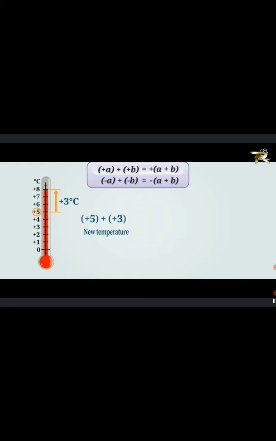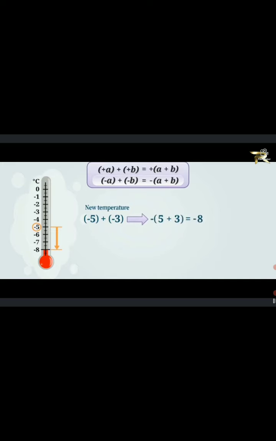While adding two positive integers, we add them without sign and later the plus sign is included in the result 8. That is, it is expressed as plus 8. Similarly, if the temperature is minus 5 degrees centigrade and there is a change of minus 3 degrees centigrade in the temperature, then the new temperature can be found by finding the value of minus 5 plus minus 3. Here, we are adding two negative integers having the same sign. Therefore, in this case also, we will add them without a sign. Later, the minus sign is included in the result 8. That is, it is expressed as minus 8.